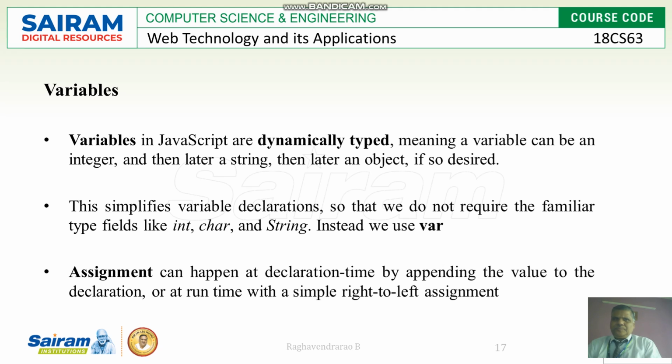Then what is a variable? A variable in JavaScript is dynamically typed, meaning a variable can be an integer, a string, or an object. There are so many things it can change into. i = 10, i = "10", i = new Date(). So i itself can be in three different states: one an integer, one a string, one an object. It can become anything.